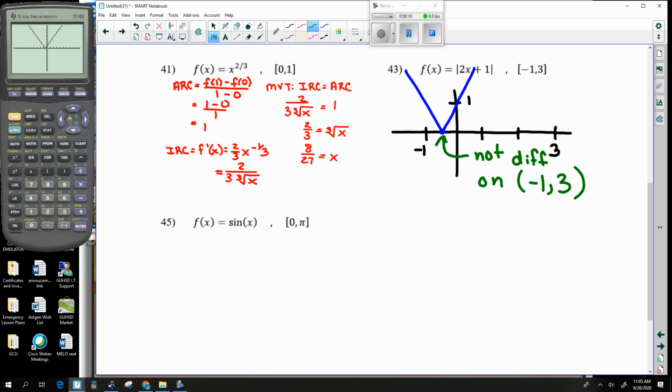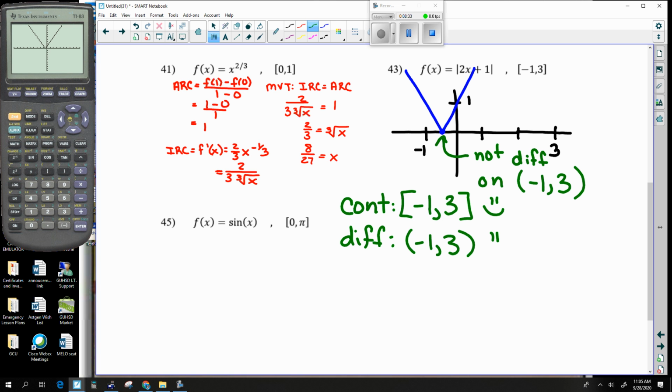So again, it has to play by the rules. It has to be continuous on -1 to 3, which it is. This one's continuous, all right? But it's not differentiable on the open interval -1 to 3. So you can't use the mean value theorem in this situation. You got to use something else.